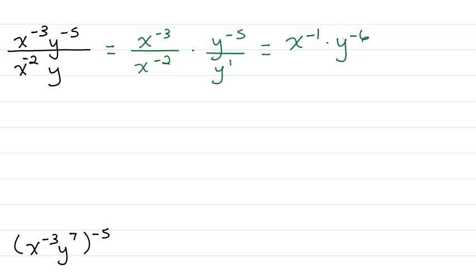Alright, now let's change the negative exponents. Both of them are negative, so that becomes 1 over x to the first times 1 over y to the sixth. And now we can just clean that all up. There's nothing else to do. That's just going to be 1 over x y to the sixth.